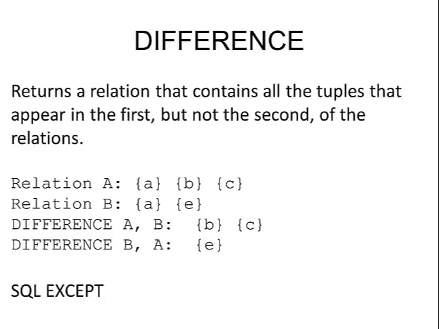Difference returns a relation that contains all the tuples that appear in the first, but not in the second of the relations. But not in the second, so this is non-symmetric. So all the tuples in the first that do not appear in the second: A, B, and C in the first, A and D in the second, B and C don't appear in the second relation. If we did it the other way round, we'd have E, because E appears in B but doesn't appear in A.